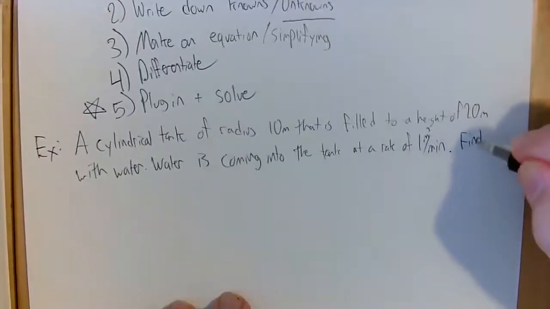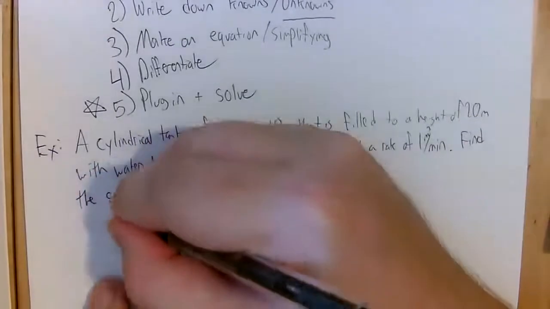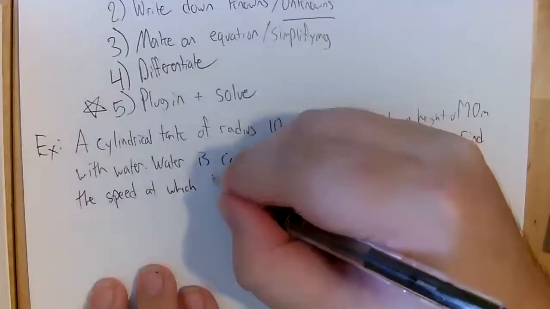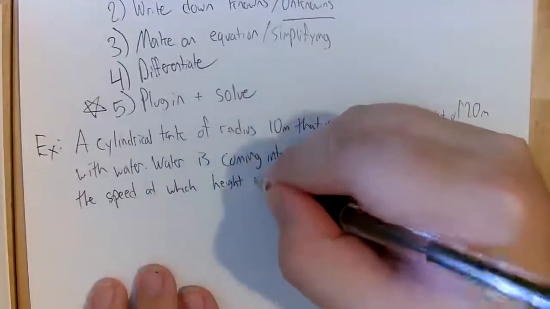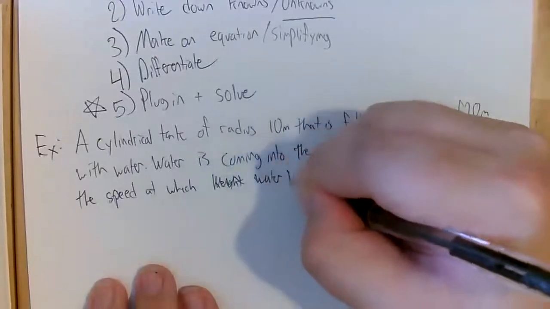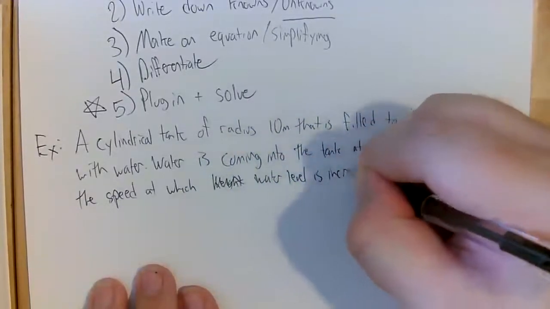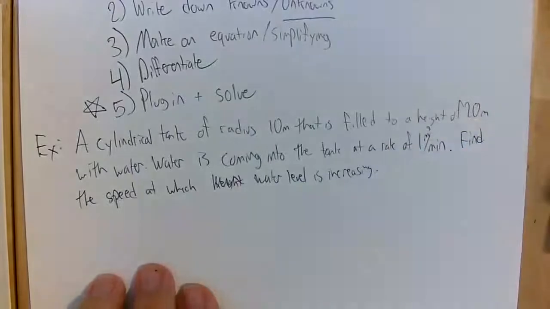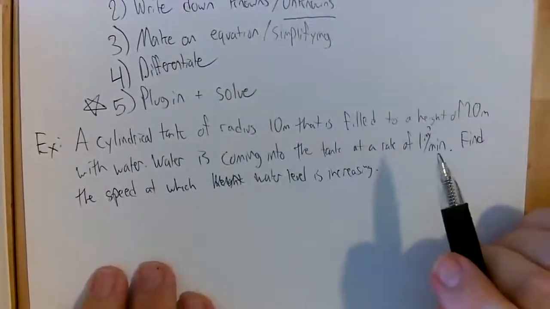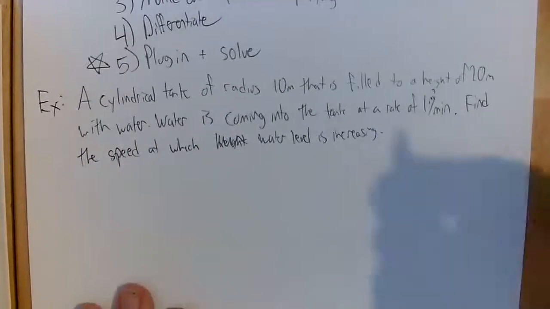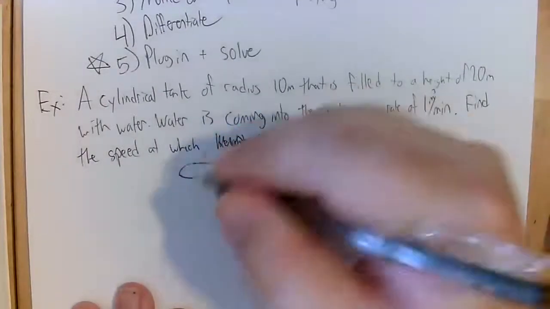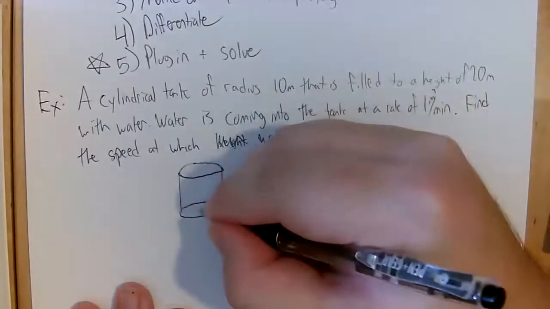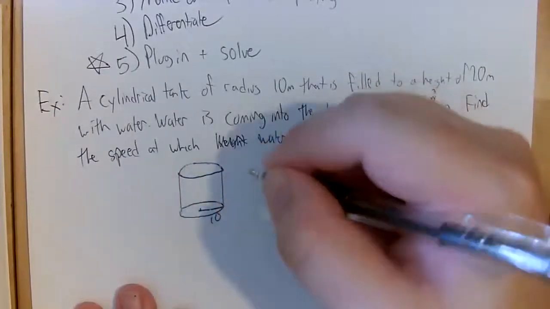What we want to do is find the speed at which the water level is increasing. We want to do this when it's filled to a height of 20 meters. This is probably a pretty large tank of water here. Okay, so let's go ahead and draw the picture. So that's our first step here. Let's go ahead and draw our cylinder. All right, and we know our cylinder is going to have a radius of 10.